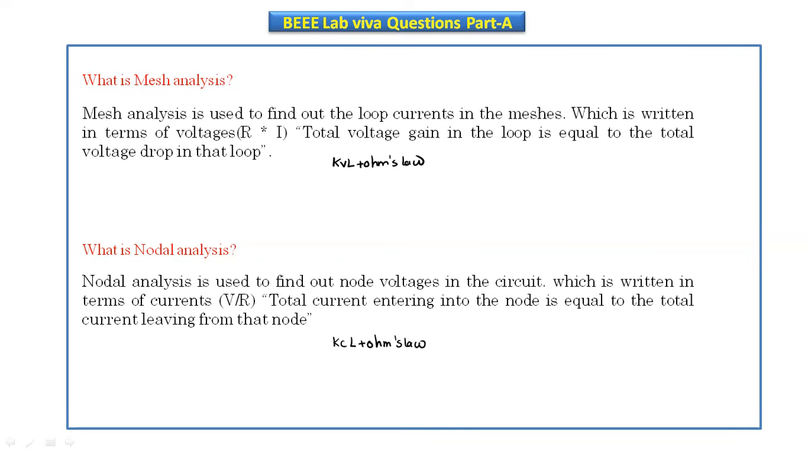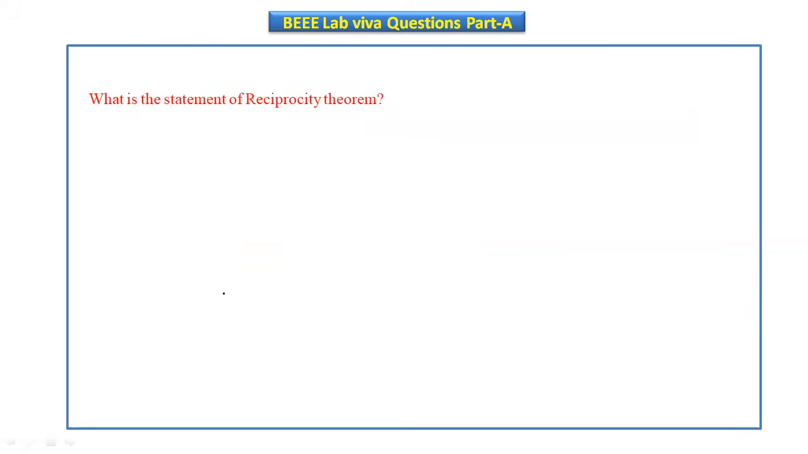This KCL is used to find out the node voltages. If you know the node voltages, we can find out the current passing through each and every resistor. This is about the mesh analysis and nodal analysis. Now we'll see what is the statement of the reciprocity theorem.